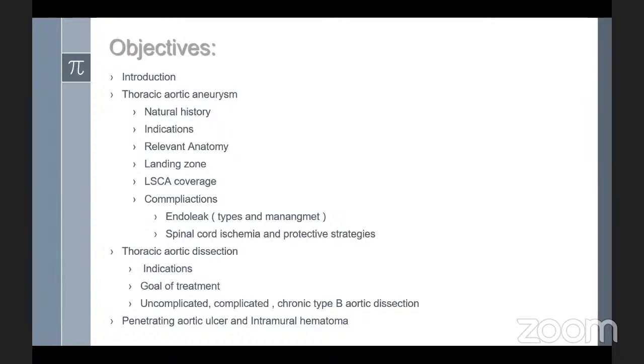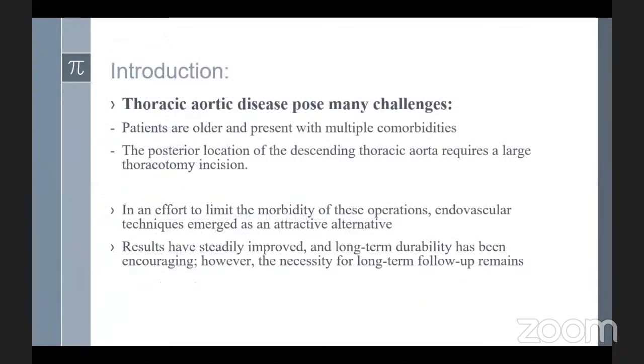and how to deal with the different types of dissection. So introduction: thoracic aortic disease has many challenges as the patients are mostly of very old age and have multiple comorbidities. Also, the location of the descending aorta is challenging in open surgery. So as an alternative to limit the morbidity and mortality of open surgeries, we use an alternative method, which is endovascular, that has already shown good long-term durability and steady improvement in the symptoms of the disease.